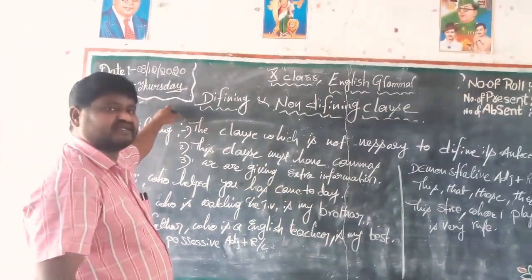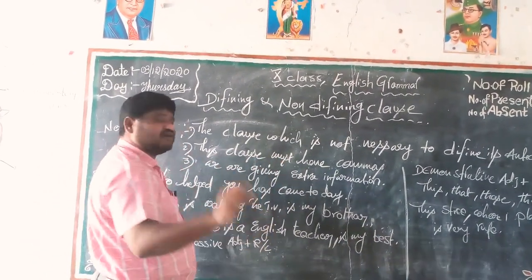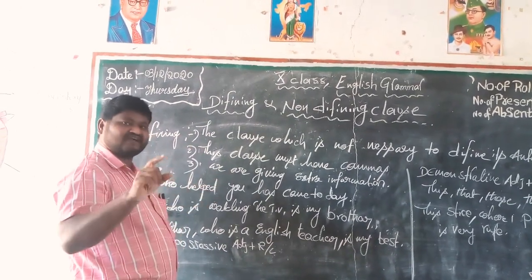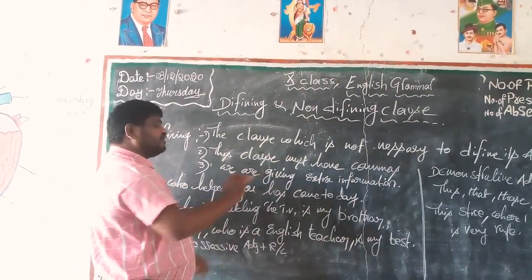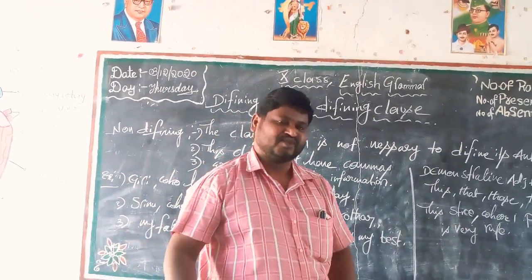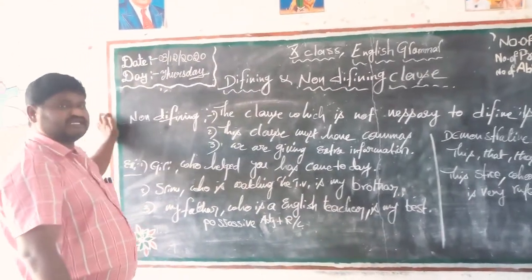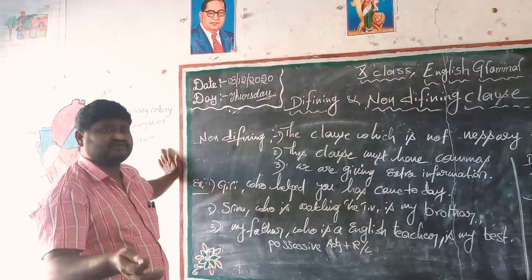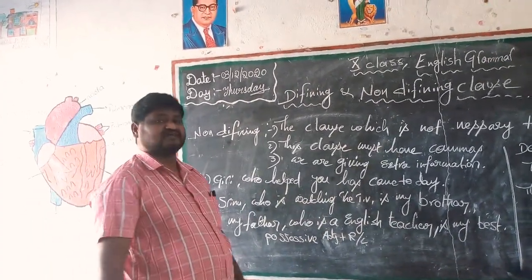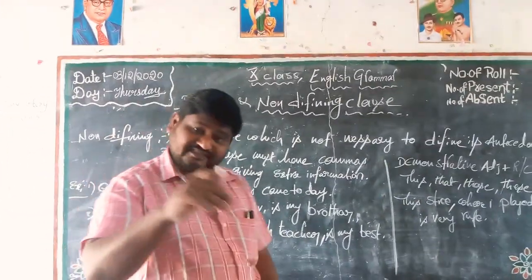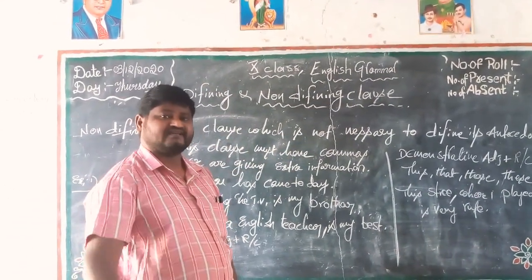But in this non-defining relative clause, we have three points. First, this clause must have commas. In this sentence we have commas. And third, we are giving extra information for the sentence. But in the defining relative clause, we don't have any commas, and we do not give any extra information. In the non-defining relative clause, we give extra information, there are commas, and it is the clause which is not necessary to define its antecedent.